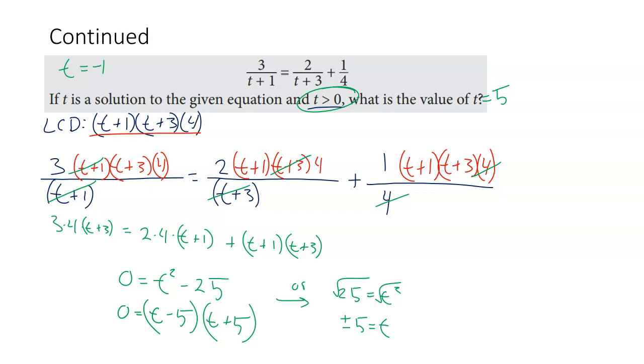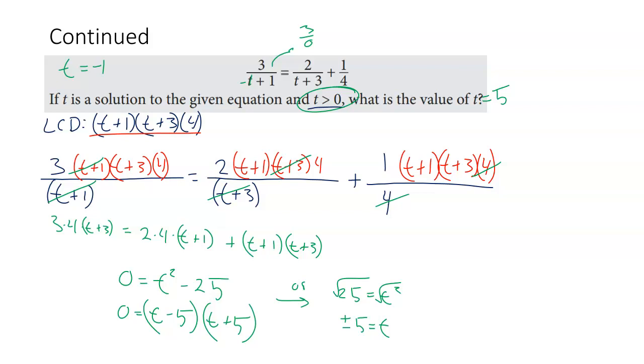Well, the 3... if you plug in -1, then -1 plus 1 is going to equal 0, and you can't do that, so 3 over 0 is going to be undefined. Can't have a denominator of 0. So for this equation, t is not allowed to equal -1. It's an excluded value because it's what would cause my function to be undefined.